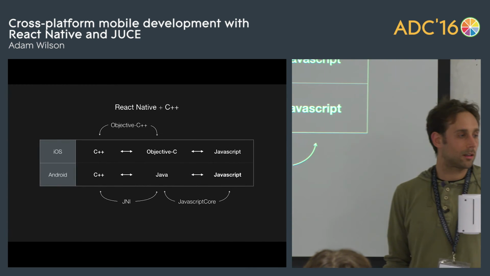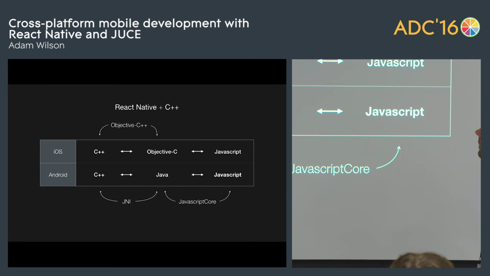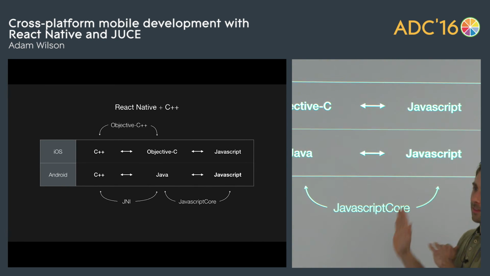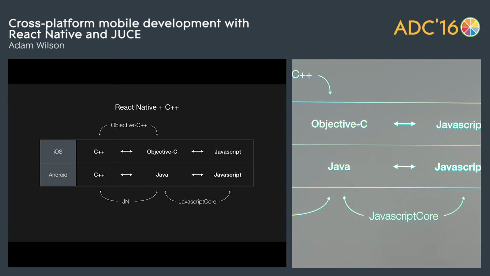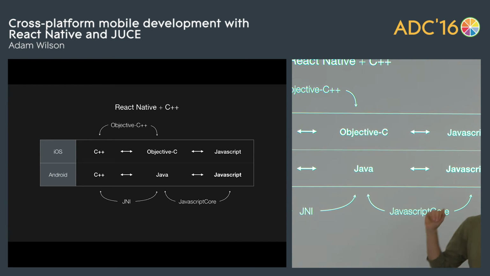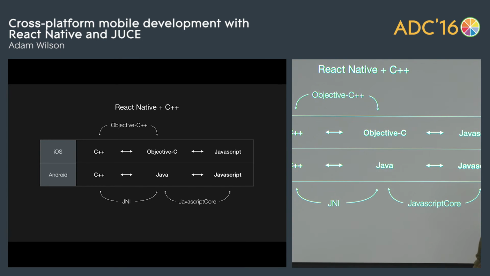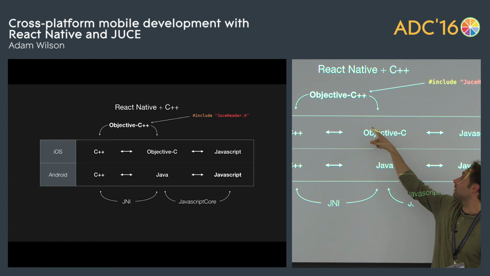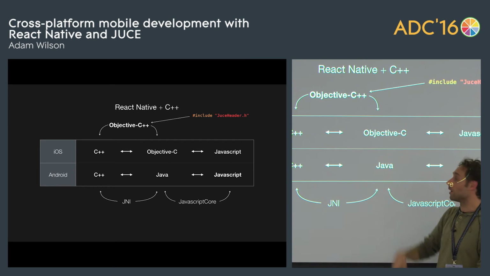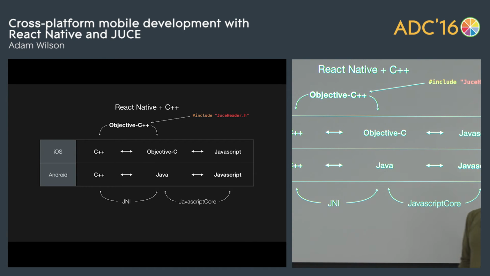So bring C++ into the mix, and you've got another bridge to cross. On the iOS side, we have Objective-C++, which is great because we can just include our JUCE header in our Objective-C++ bridging file, which means we can also include our JUCE component header and reference any of our JUCE code, so it actually makes the bridging really straightforward.